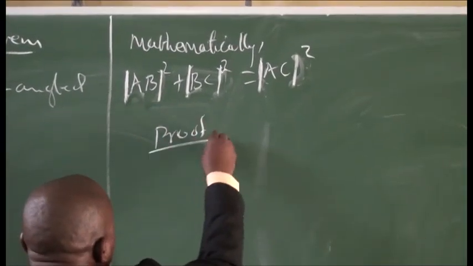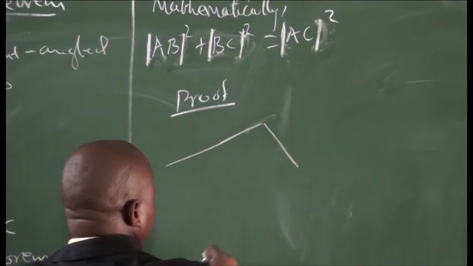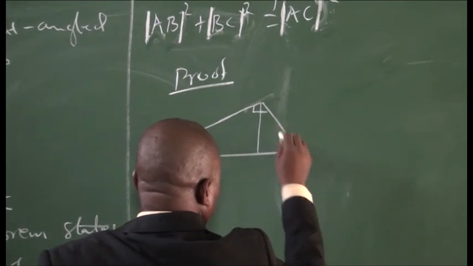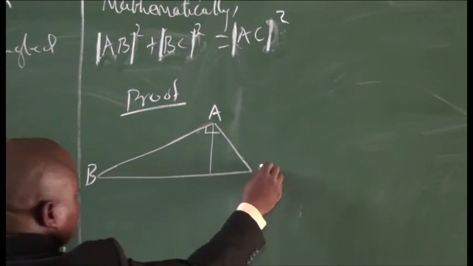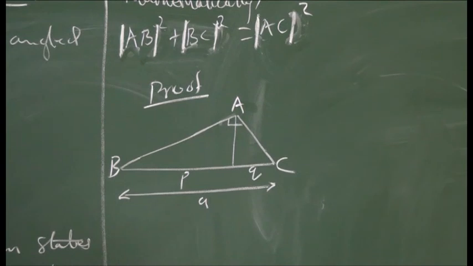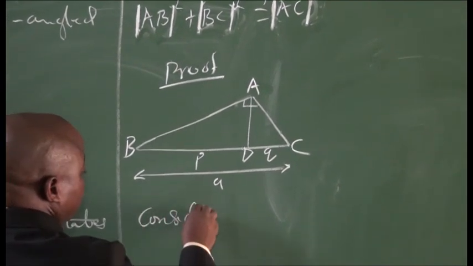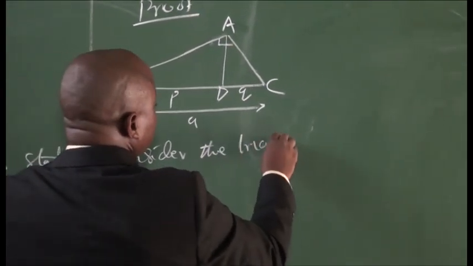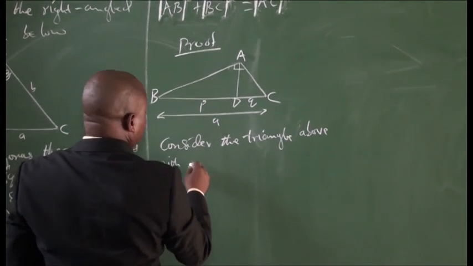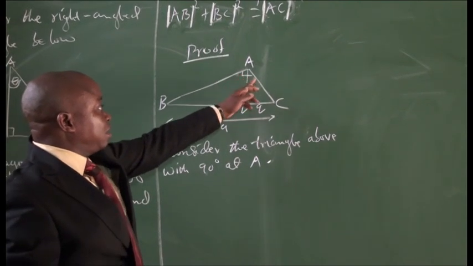We can prove this. Proof. And this is D. Okay, consider the triangle above with 90 degrees at A. That is, it has a right angle at A. That's why I put that.